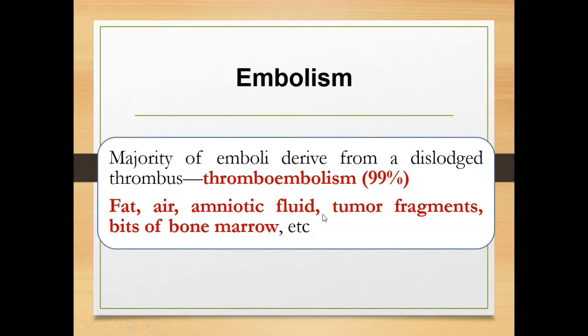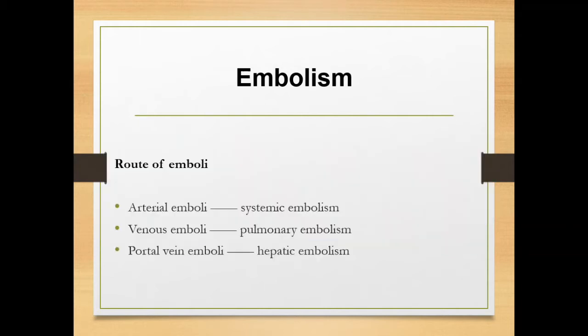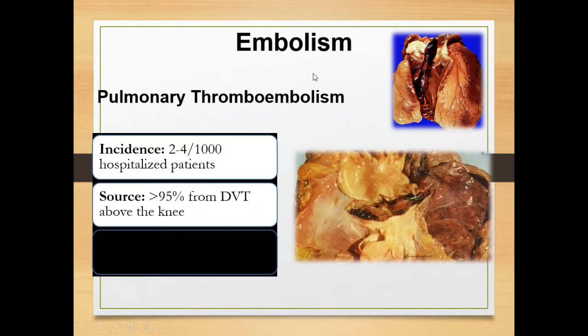fluid, tumor fragments, bits of bone marrow that may accumulate and travel within the circulation, and at any instant they can cause blockage in the circulation and lead to tissue infarction. Route of emboli: arterial emboli can cause systemic embolism, venous emboli can cause pulmonary embolism, while portal vein emboli can cause hepatic embolism. First one is pulmonary embolism.